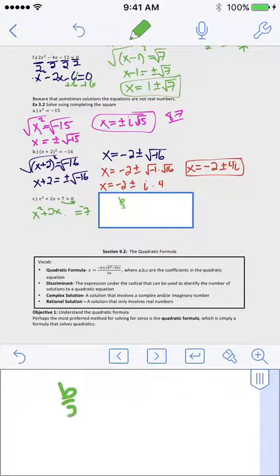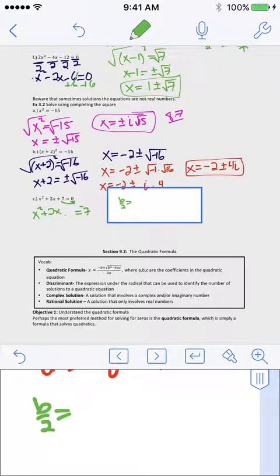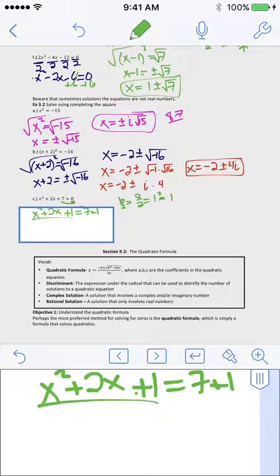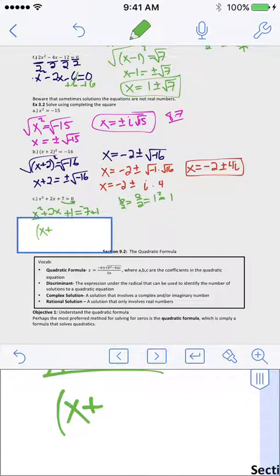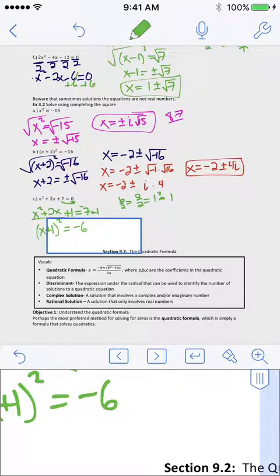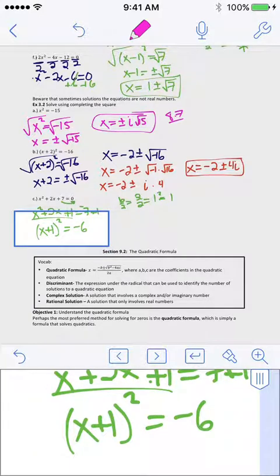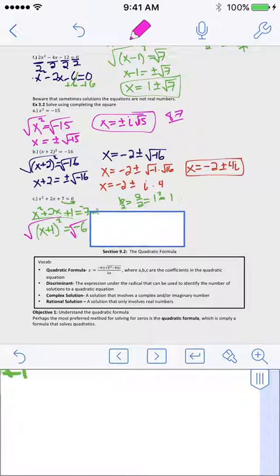So b over 2 is going to be, let's see, b was 2. Over 2 is going to be 1. Square that, that's equal to 1. So I'm going to throw a plus 1 on both sides. This is going to factor into x plus that thing I got for b over 2. b over 2 was 1. Squared is equal to negative 6. Alright, looking good, looking good. Now it's a whole quantity squared on one side, so I can take the square root on both sides.